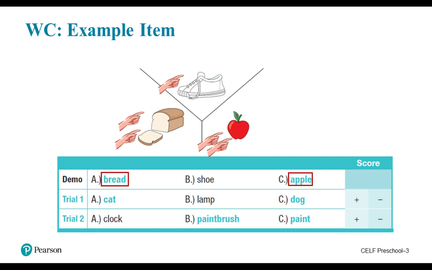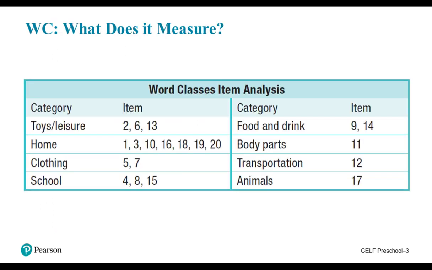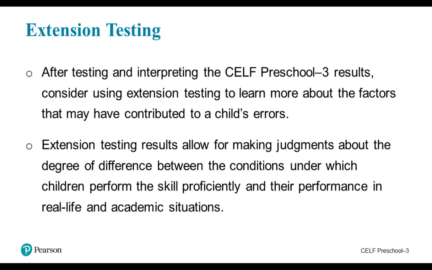Here is the demo item for word classes. So you would say, I'm going to say some words and show you some pictures. 2 of the words go together. Look and listen as I say the words. Bread, shoe, apple. Bread and apple are the 2 words that go together best. An analysis of the child's responses can provide a preliminary description of the semantic class relationships that the child understands. Use the word classes item analysis table to determine error patterns in the child's responses.